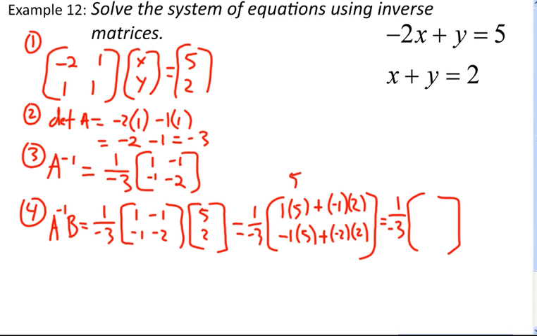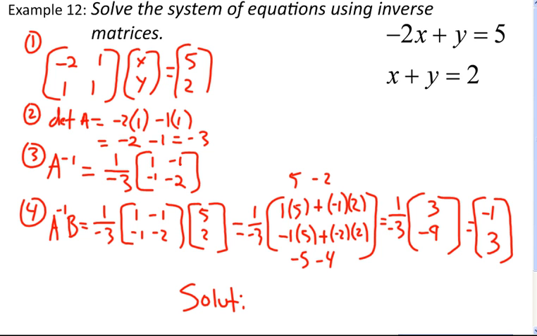So we have 5 minus 2 is 3. Negative 5 minus 4 is negative 9. So when we multiply them together, 3 divided by negative 3 is negative 1. Negative 9 divided by negative 3 is positive 3. So our solution in ordered pair form is negative 1, 3.